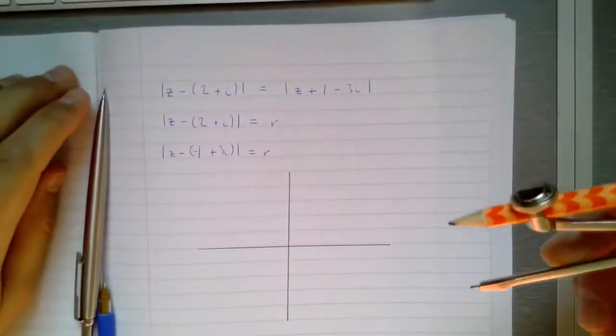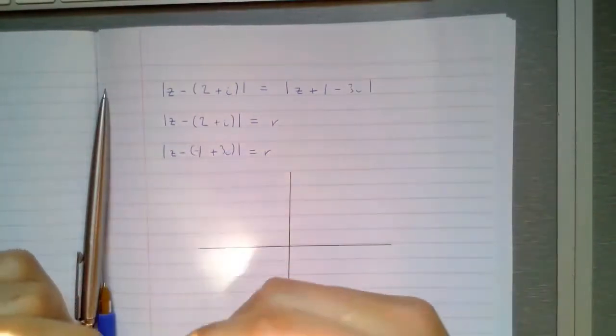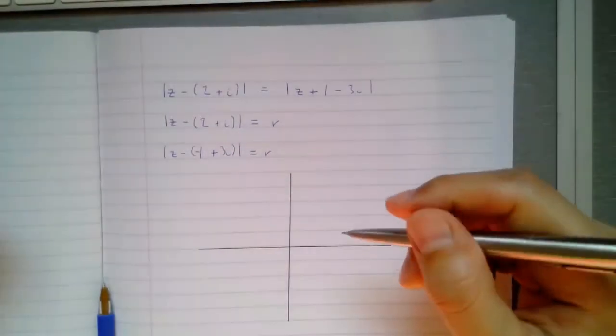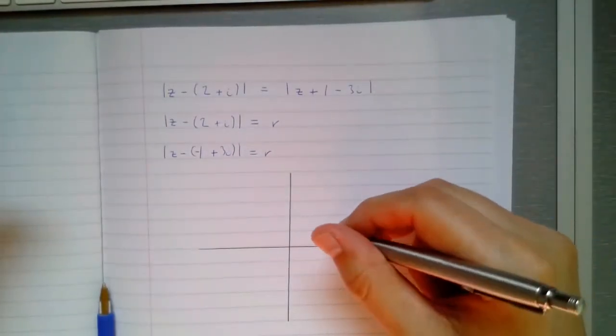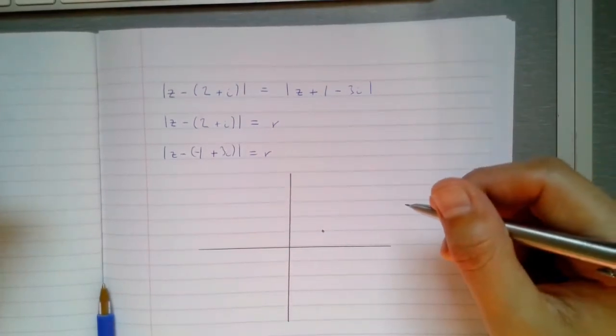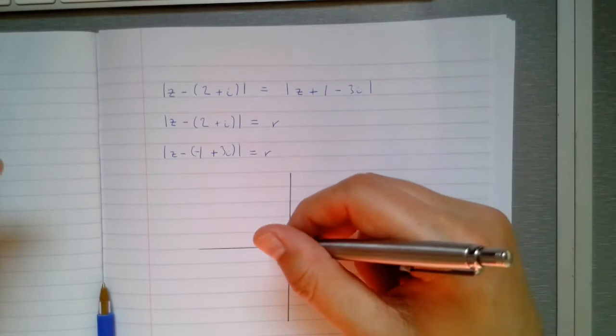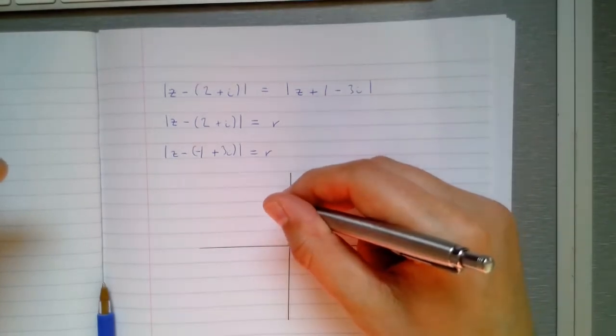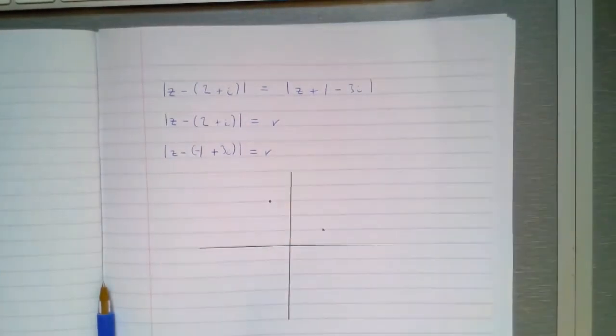Okay, so let's just mark these on. I've got 2 plus i. Let's go there. And I've got minus 1 plus 3i, so let's go up there. So these are my complex numbers.